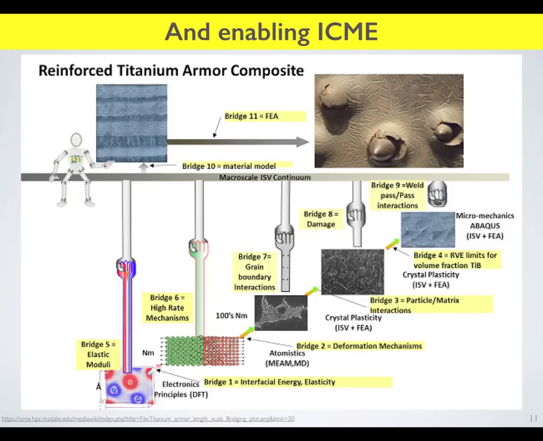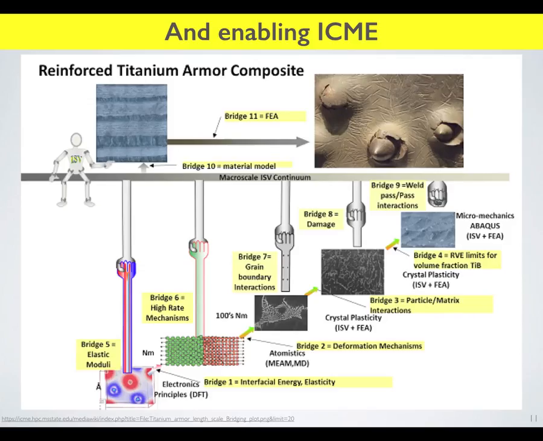Okay, so that's the computational material science and engineering. So how about the integrated computational materials engineering? I told you the important word there is integration. So let's look at this particular example, which illustrates by example the design of a reinforced titanium armor composite. A brand new material, and you want to design this using computation to help guide how you might want to synthesize this material and how it will behave.